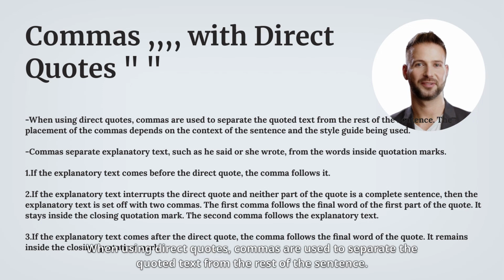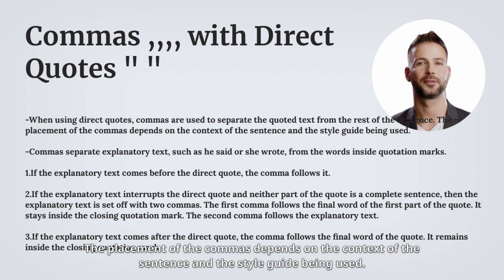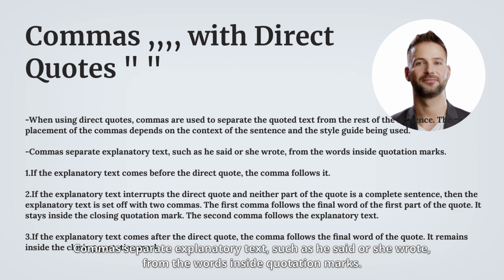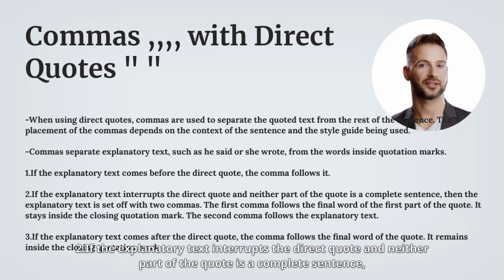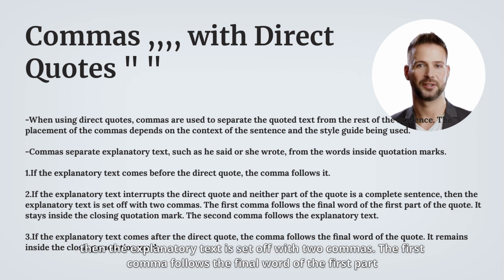Commas with direct quotes. When using direct quotes, commas are used to separate the quoted text from the rest of the sentence. The placement of the commas depends on the context of the sentence and the style guide being used. Commas separate explanatory text, such as "he said" or "she wrote," from the words inside quotation marks. 1. If the explanatory text comes before the direct quote, the comma follows it. 2. If the explanatory text interrupts the direct quote and neither part of the quote is a complete sentence, then the explanatory text is set off with 2 commas.